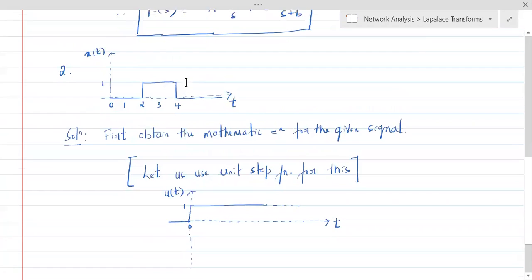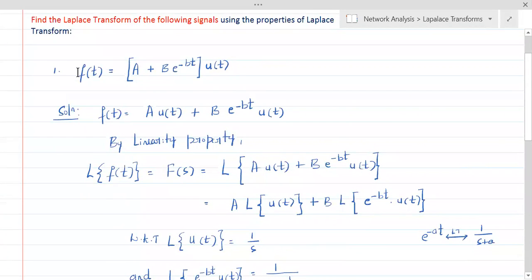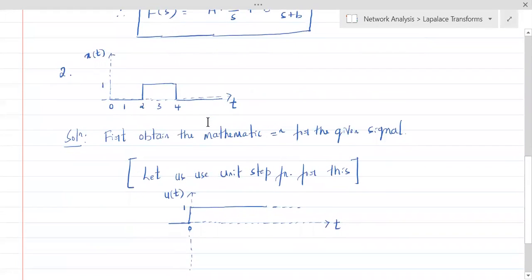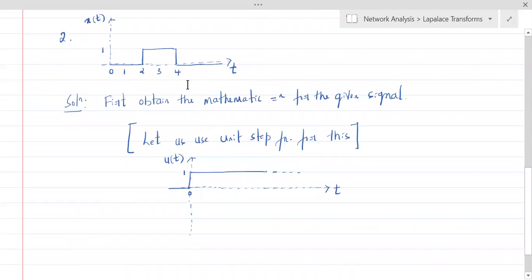In the problems that we have seen so far, the expression of the signal was given. For the first time, we are coming across a signal which is graphically represented. So we need to obtain the mathematical expression for this. The mathematical expression could be in terms of the basic signals that we have seen so far: unit step function, ramp, unit impulse. The waveforms that are given can be expressed in one of these or as a combination of the basic signals we have seen before.